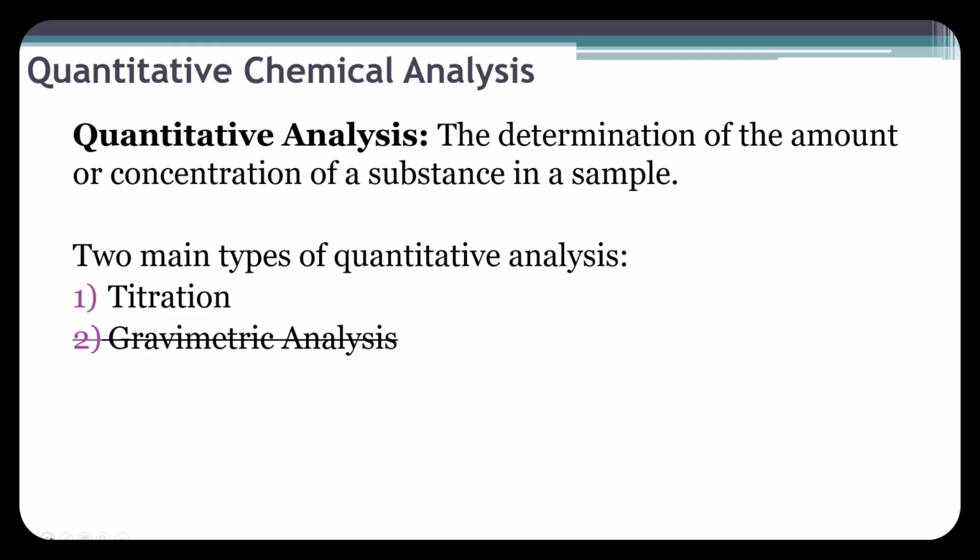Two types of quantitative analysis that are introduced in this chapter are titration and then gravimetric analysis. We are not going to talk about gravimetric analysis. Instead, we'll focus on titration.